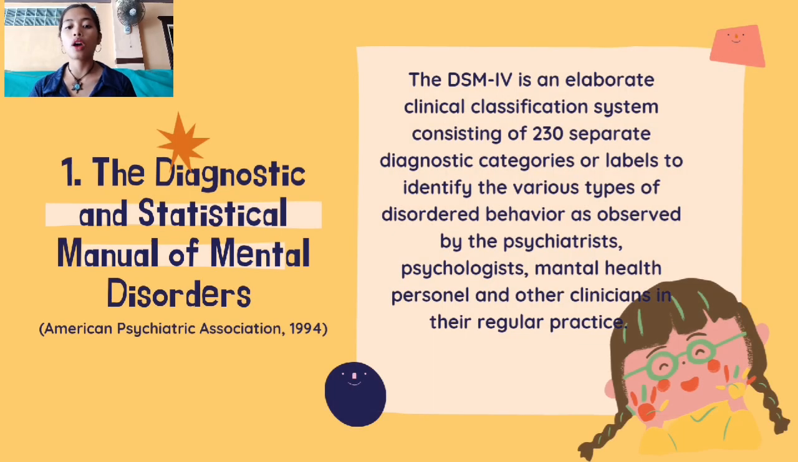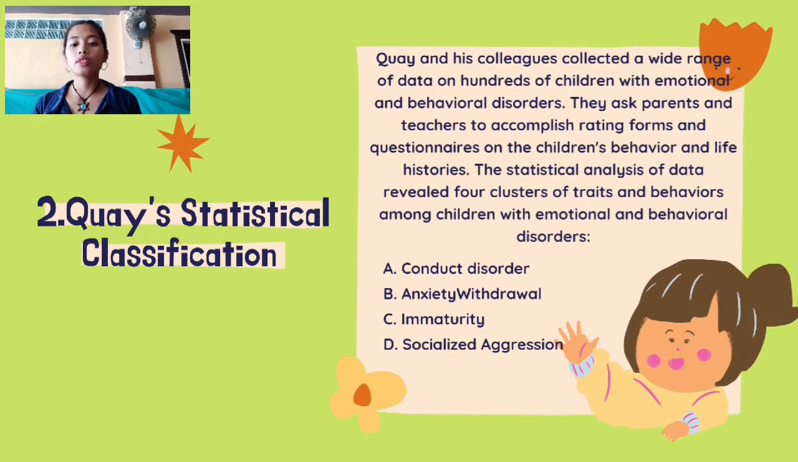So let us first talk about the Diagnostic and Statistical Manual of Mental Disorders. The DSM-4 is an elaborate clinical classification system consisting of 230 separate diagnostic categories or levels to identify the various types of disordered behavior as observed by psychiatrists, psychologists, mental health personnel, and other clinicians in their regular practice.